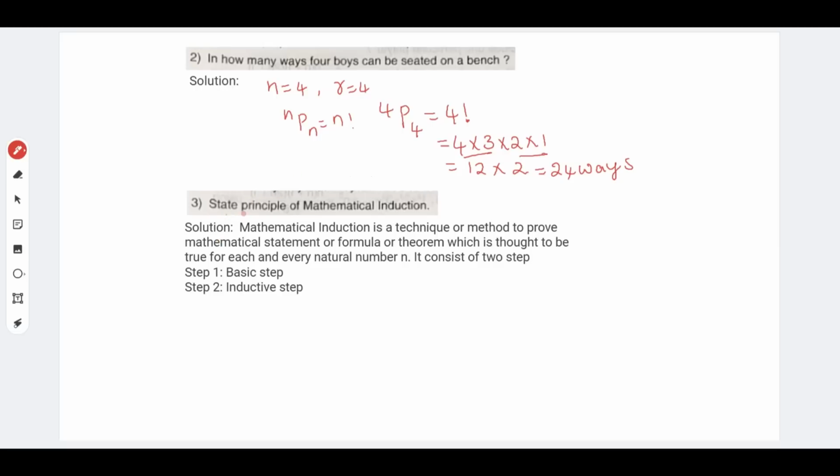The next question is, state the principle of mathematical induction. Mathematical induction is a technique or a method which is used to prove a mathematical statement, formula, or theorem which is thought to be true for each and every natural number n. This contains 2 steps. Step 1 is the basic step and step 2 is the inductive step.